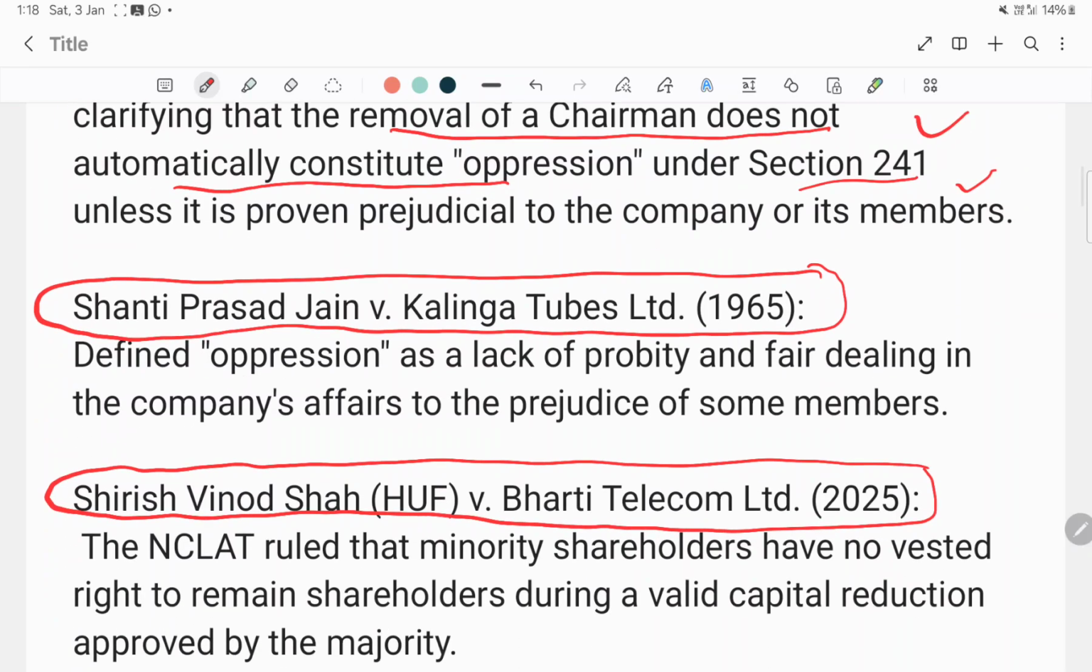Thereafter, Shanti Prasad Jain versus Kalinga Tubes Limited, 1965. It is an old case of the Supreme Court, but it is important for understanding the concept of oppression. A lack of probity and fair dealing in the company's affairs to prejudice some members is called oppression.